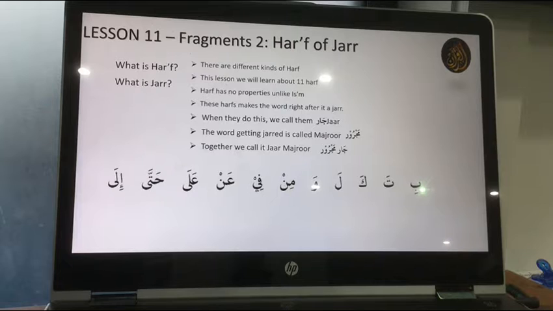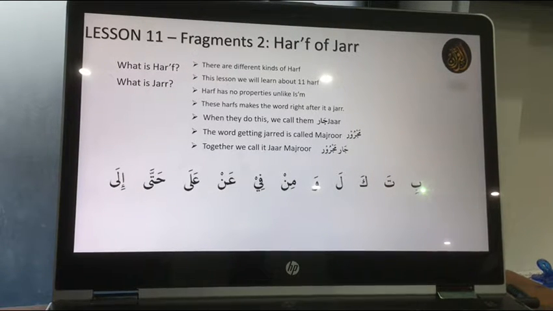So we know min, we know fi. Everybody clear on min and fi? Min means from, fi means in. Umayma, clear? Min means from, fi means in. If I want to say, let's see who can do this one. If I want to say an English sentence, from the house of Allah. So you can say my dad just came from Hajj. He came from the house of Allah.